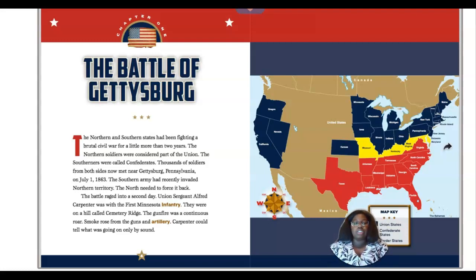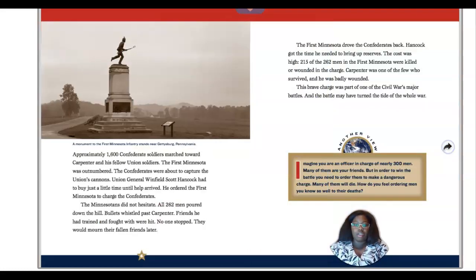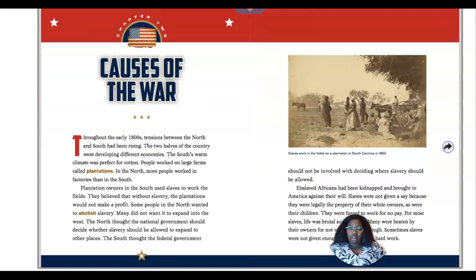All right, so as you can see, the war was caused by the northern and southern states. This right here is a monument to the 1st Minnesota Infantry that stands near Gettysburg, Pennsylvania. All right, you see the slaves working in the fields on the plantations. Here is a place called the Atlantic where some people stayed. And as you can see, you see some people out there doing a little work. A flag is posted up there.